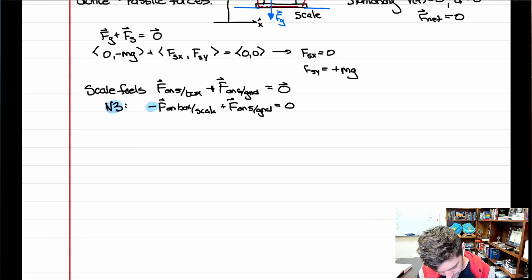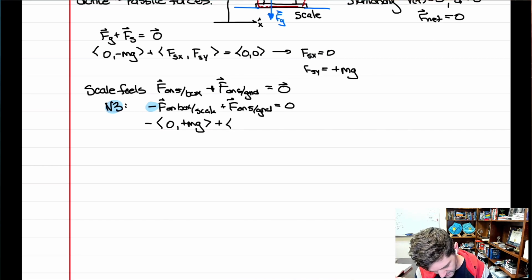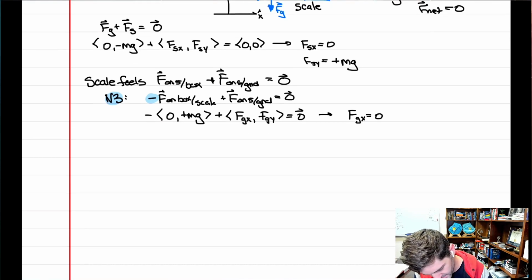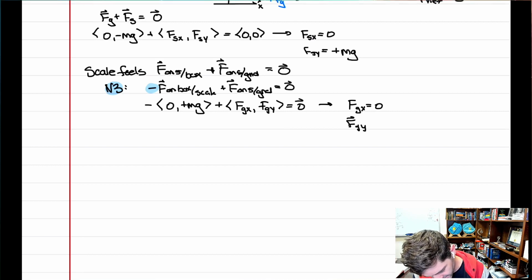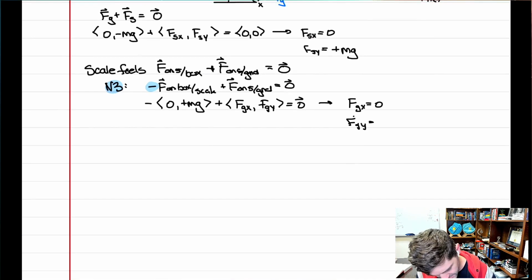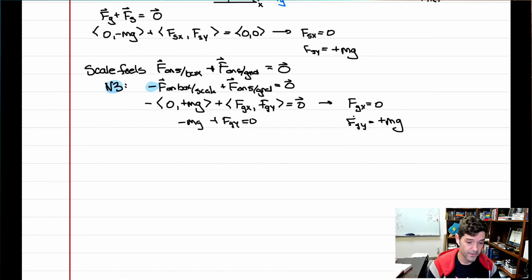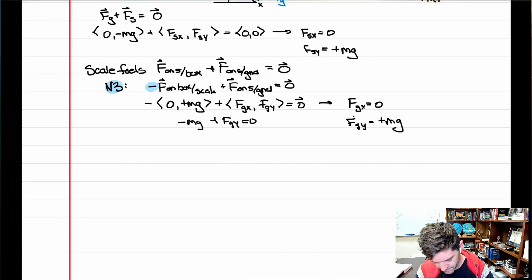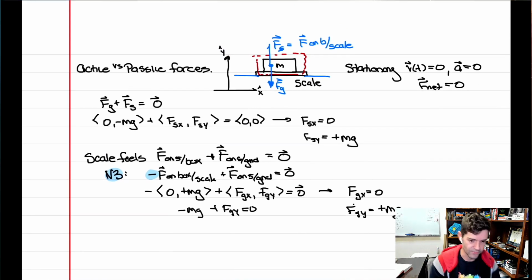Then I can bring in this negative sign, and then I figured out F on box from scale was 0, plus mg from the above problem, then plus the ground forces. So the ground on the scale in the x direction, and then the ground in the y direction. Better equal 0. Which then says that the ground in the x direction has no horizontal component, but then the ground in the y direction, that shouldn't be a vector, looks like it has to be also plus mg, because this becomes negative mg plus F_gy equals 0. So this also is plus mg. The ground pushes up on the scale with plus mg to maintain this kind of geometric constraint.